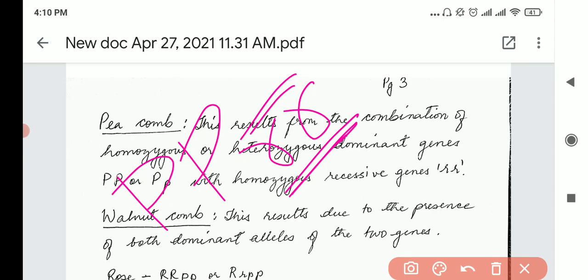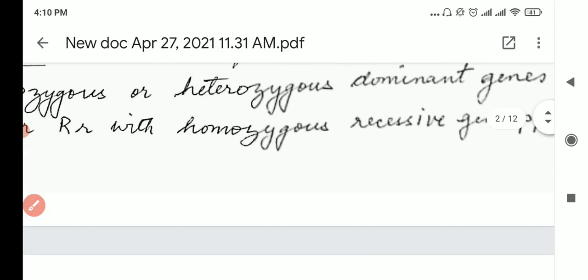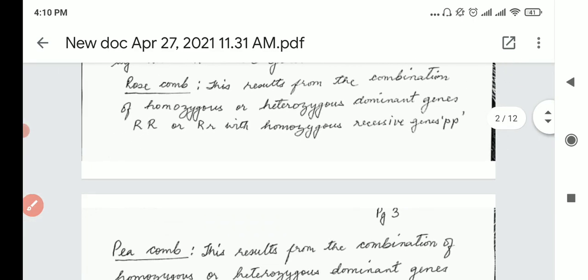If we get recessive rr genes, the rose, then here, because we have at least one dominant P, we will get a pea comb. Okay. I think you have understood. Why am I saying the same thing again and again? Rose and pea are the same.